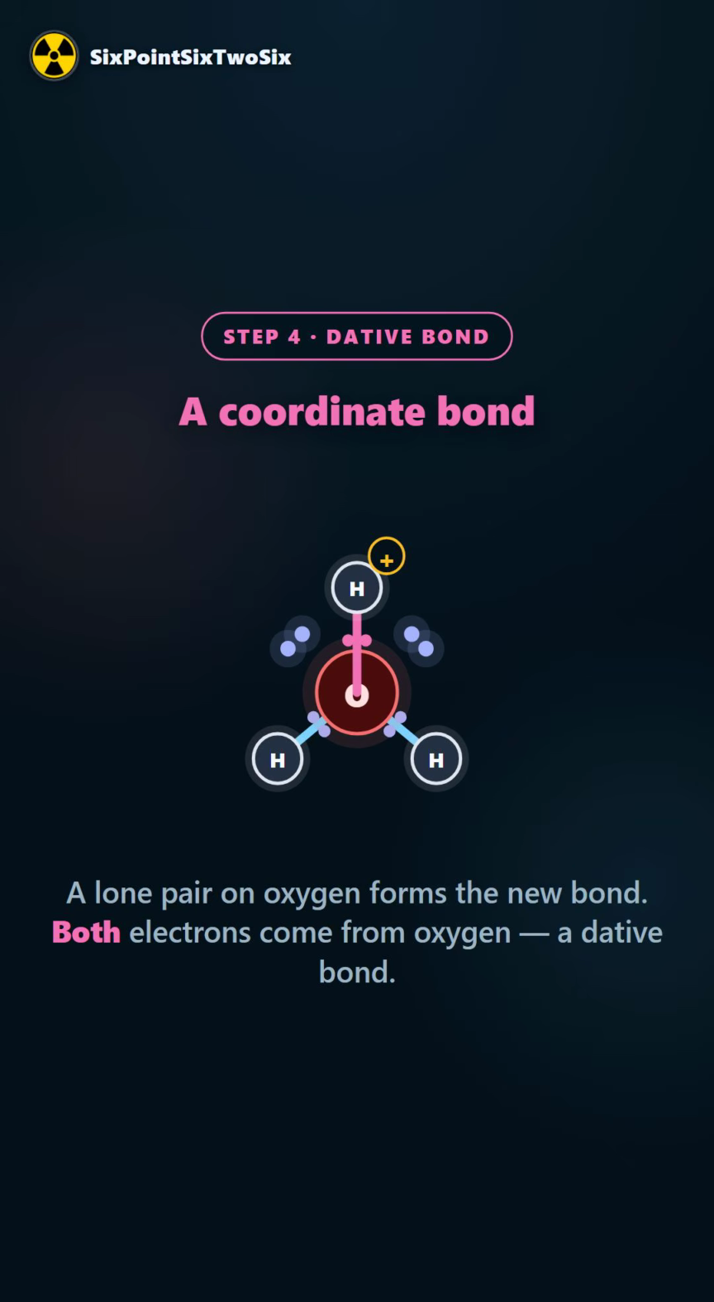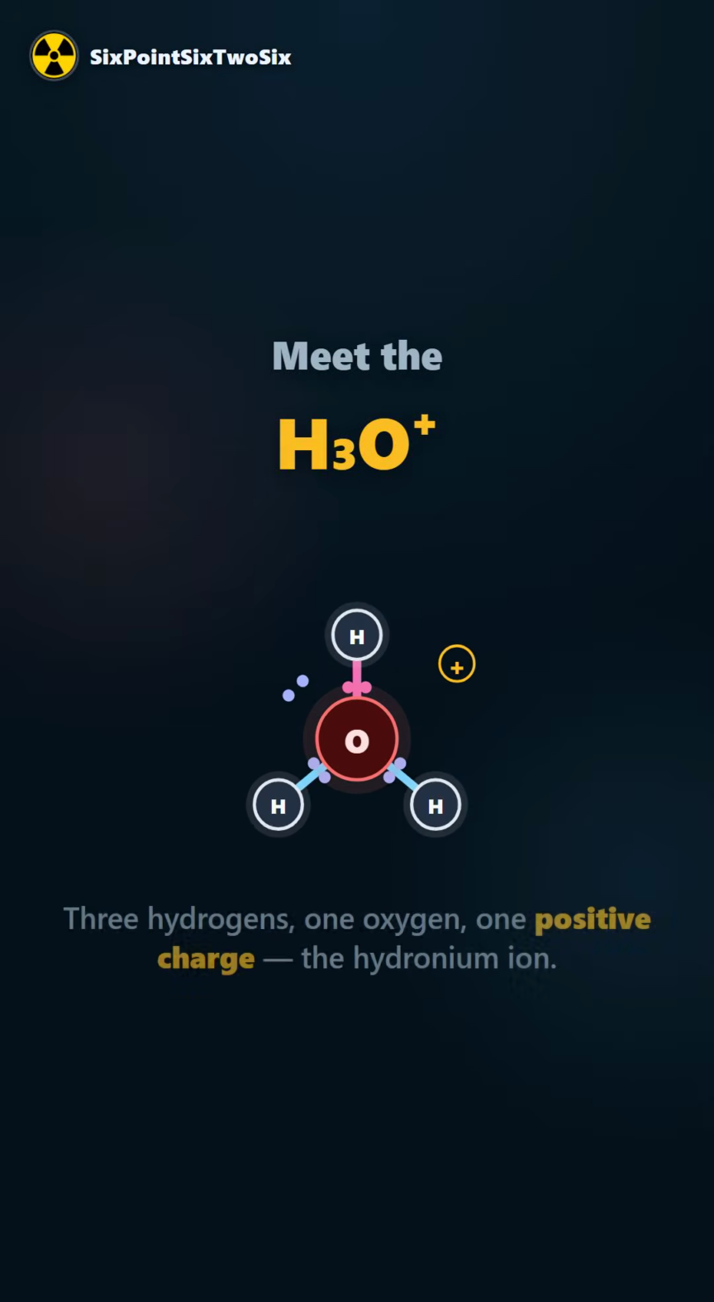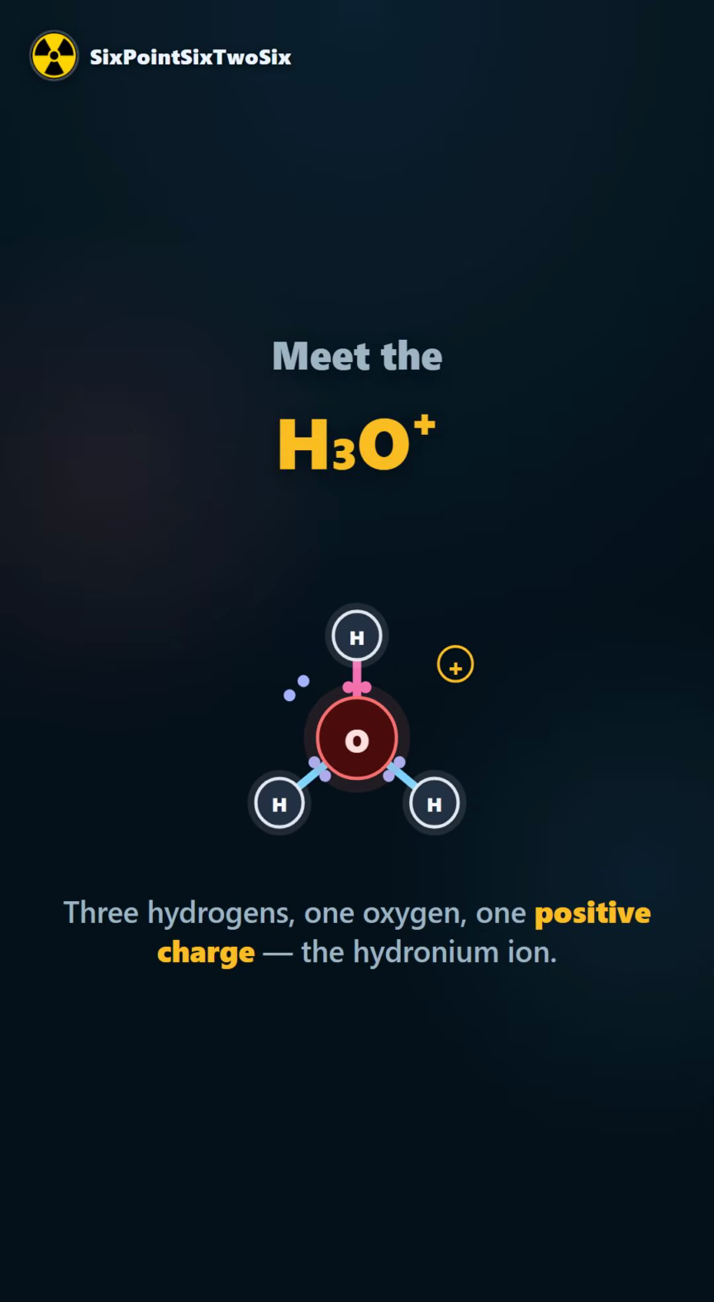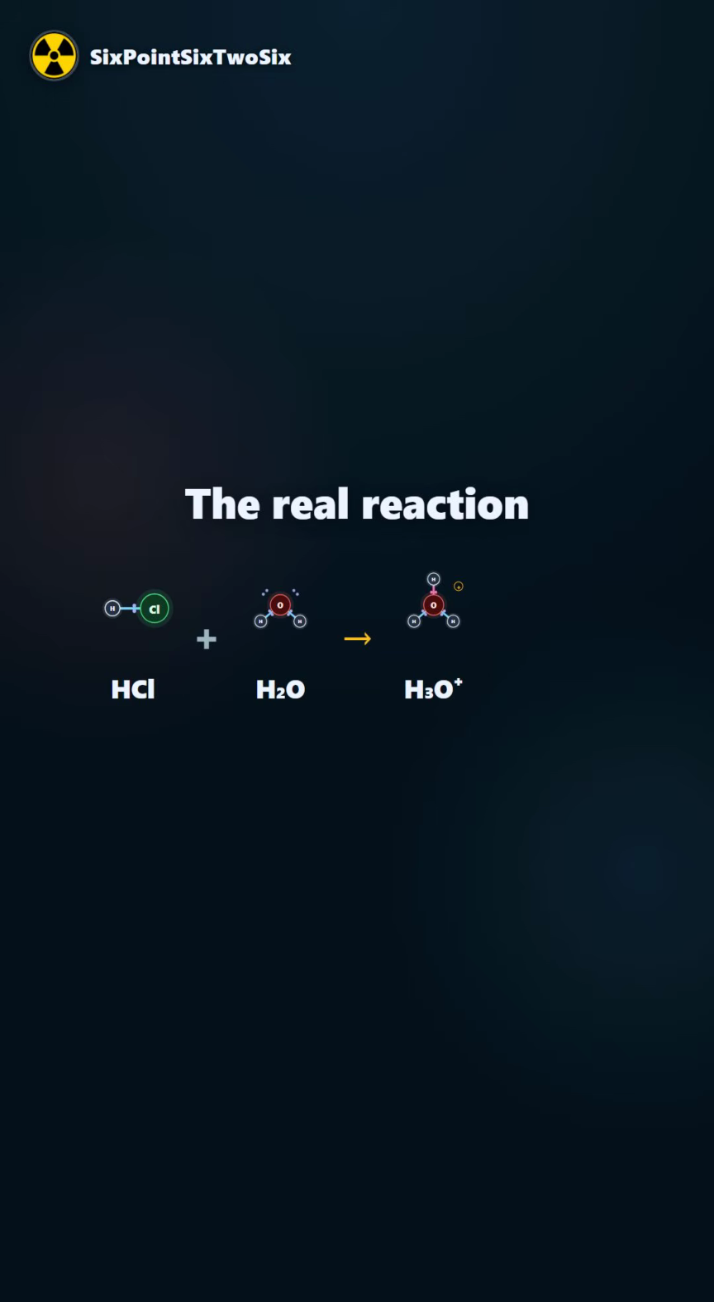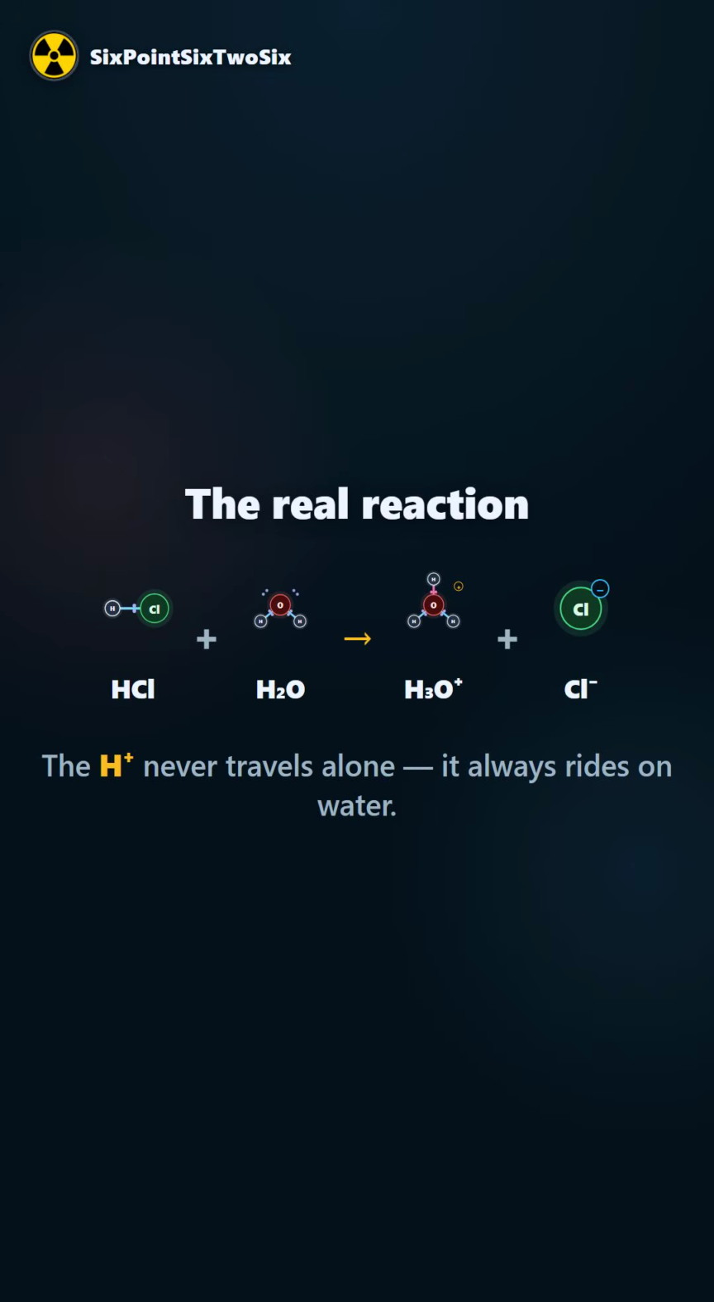A lone pair on oxygen reaches out and bonds the proton. Since both electrons come from oxygen, this is a coordinate or dative bond. The result is the hydronium ion, H3O+, 3 hydrogens on one oxygen, carrying the positive charge the proton brought. So the real reaction is this. Hydrogen chloride plus water gives a hydronium ion plus a chloride ion.